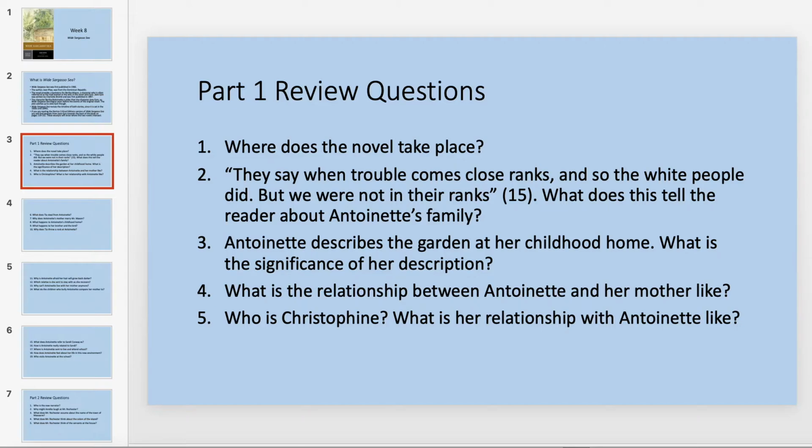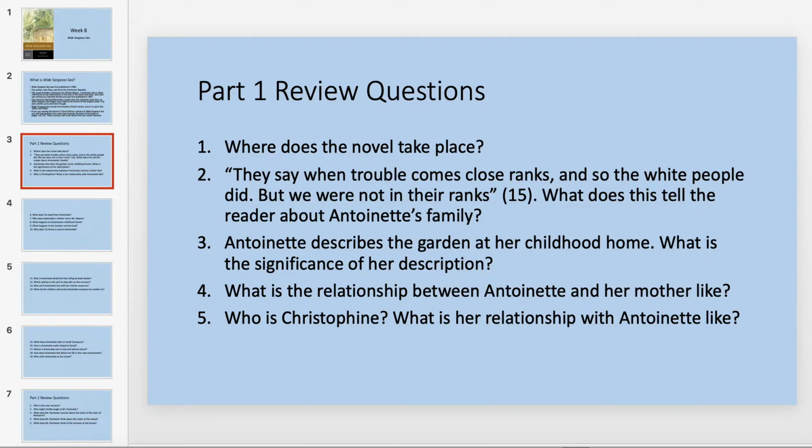Next question here. What is the relationship between Antoinette and her mother like? Her mother, Annette, is trying to take care of the family, hold them together still, and take care of Antoinette's younger brother who has special needs. And so Antoinette is kind of pushed aside a little bit. They have a very strained relationship. It's not the strongest. Antoinette's going to have trouble forming some relationships throughout her life, as we see in the text.